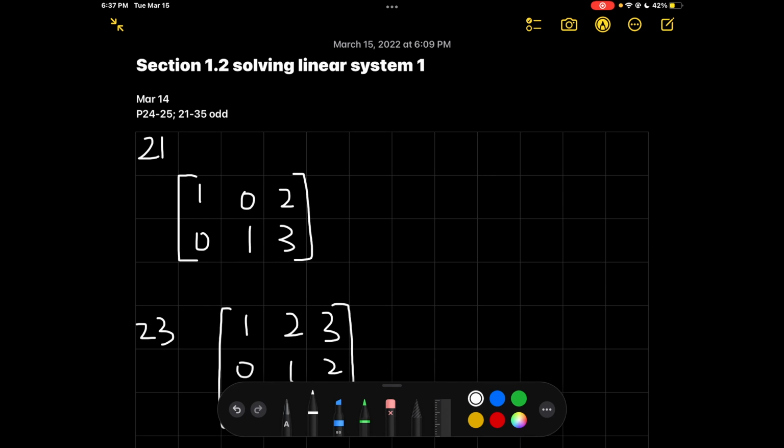Hello everyone, this is how I do the homework section 1.2, solving linear systems 1, pages 24 to 25, questions 21 to 35 odd. It was asking us to determine whether the matrices are in reduced row echelon form.